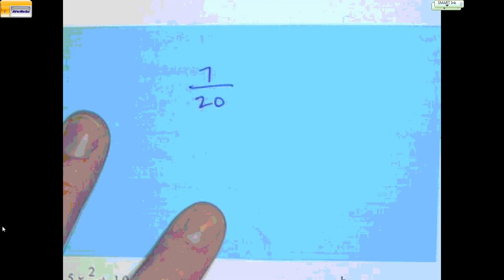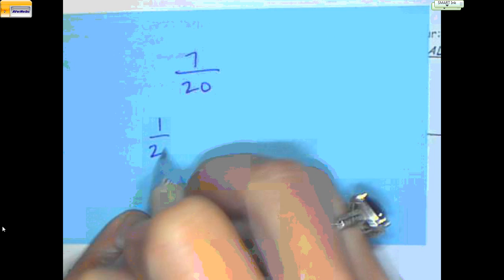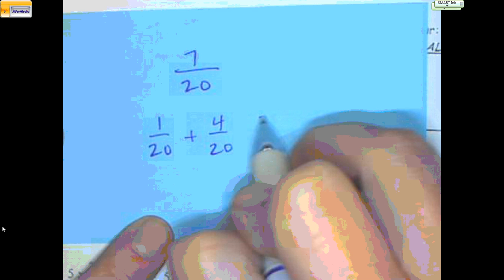Let me ask you. If I have 7/20ths, is this the same thing as 1/20th plus 4/20ths plus 2/20ths?